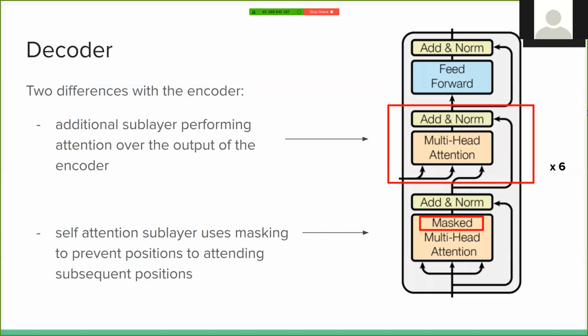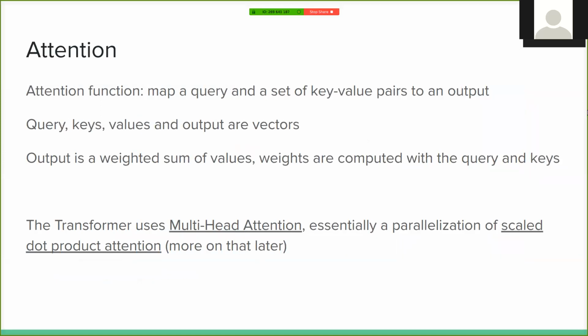This first aspect here, the additional sublayer that's doing attention over the output of the encoder, is something that has been used previous to this paper. Attention can be seen as mapping a query and a set of key-value pairs to an output, where keys, values, queries and outputs are vectors. And the output is a weighted sum of the values, where weights are computed with the query and keys. So the transformer uses multi-head attention, which is essentially a parallelization of scaled dot product attention. We will talk about the multi-head attention later.